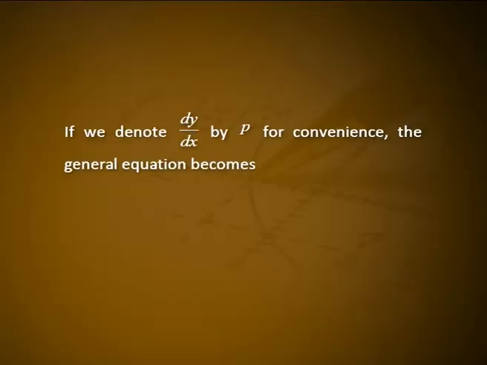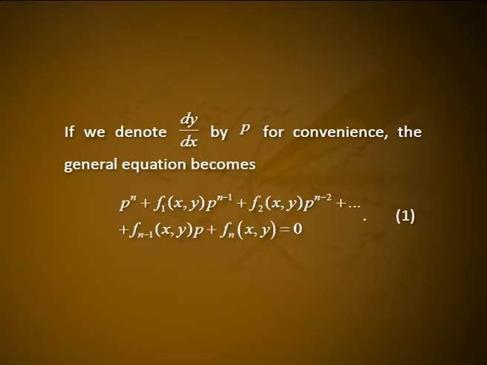If we denote dy/dx by p for convenience, the general equation becomes p^n + f1(x,y)p^(n-1) + f2(x,y)p^(n-2) + etc. + f(n-1)(x,y)p + fn(x,y) = 0. Since this is an equation of the first order, its general solution will contain only one arbitrary constant.